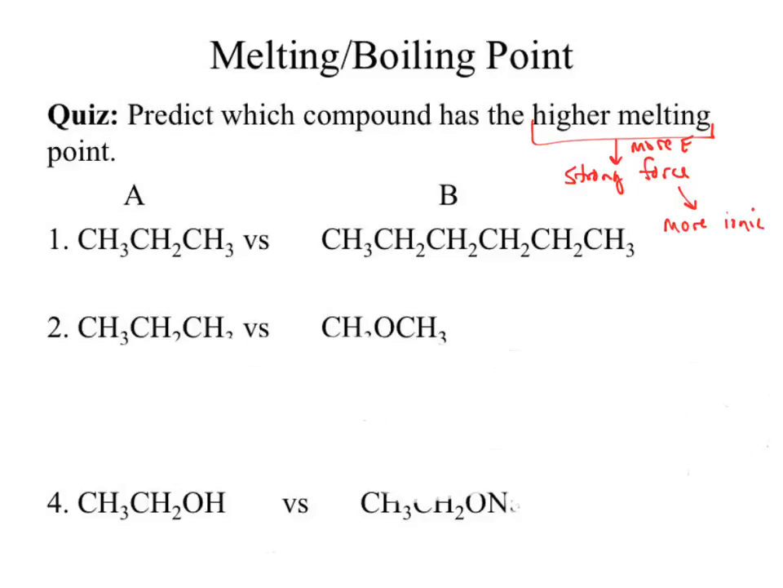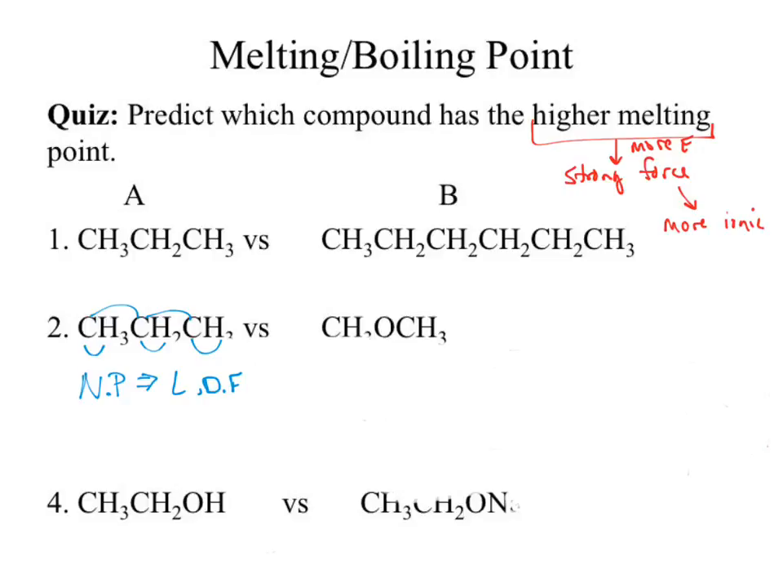Question 2. What's the bond type between carbon and hydrogen? Nonpolar. Carbon and carbon. Nonpolar. Carbon and hydrogen. Carbon and carbon. Carbon and hydrogen. Those are all nonpolar bonds. So since there's no difference between them, we can just classify the whole thing as nonpolar, which leads to what force? LDF.